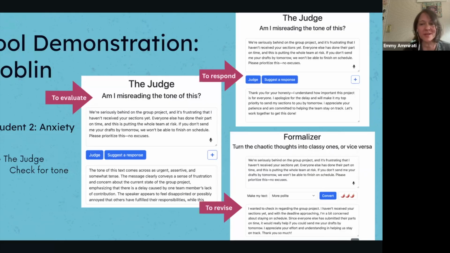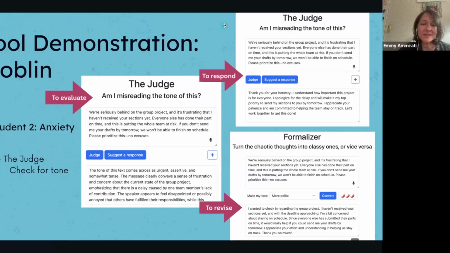But if we flip the perspective, what if Alex is under strain and they are writing frazzled emails where their emotion is leaking through? They can run it through the judge to see that the tone is not the best, and then they can use it in combination with the formalizer that we just looked at to generate edits that would moderate overly emotional or ambiguous language by using the make this more polite option.